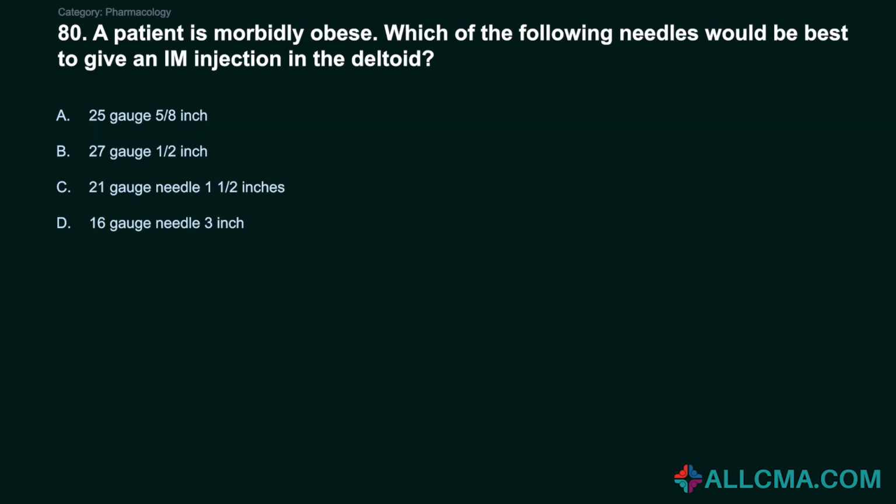80. A patient is morbidly obese. Which of the following needles would be best to give an IM injection in the deltoid? A. 25 gauge 5/8 inch. B. 27 gauge 1/2 inch. C. 21 gauge needle 1.5 inches. D. 16 gauge needle 3 inch. Correct answer, C. 21 gauge needle 1.5 inches.